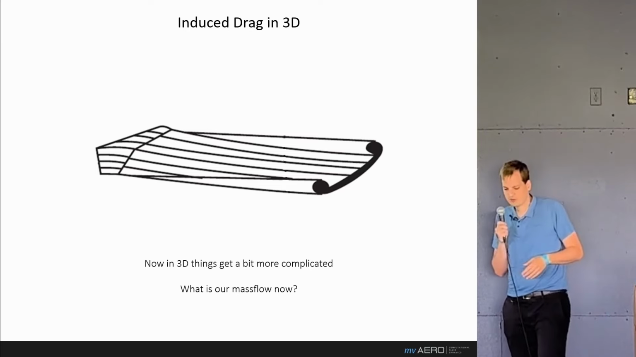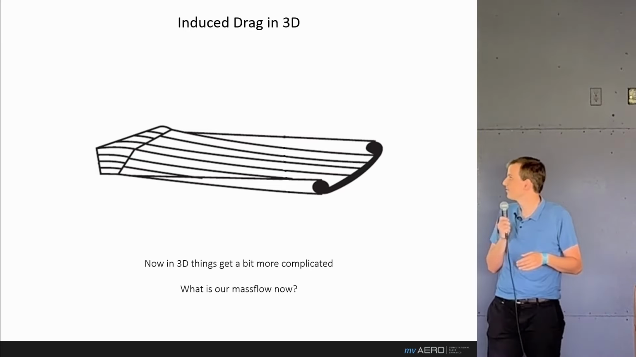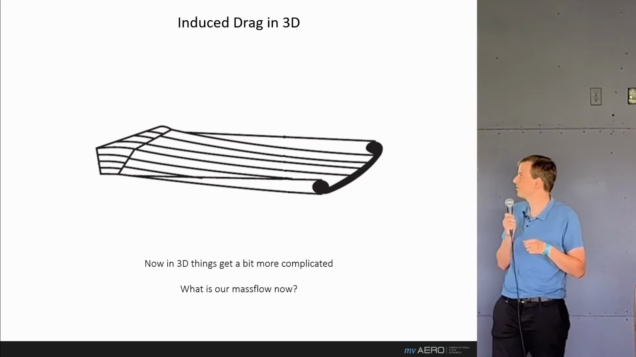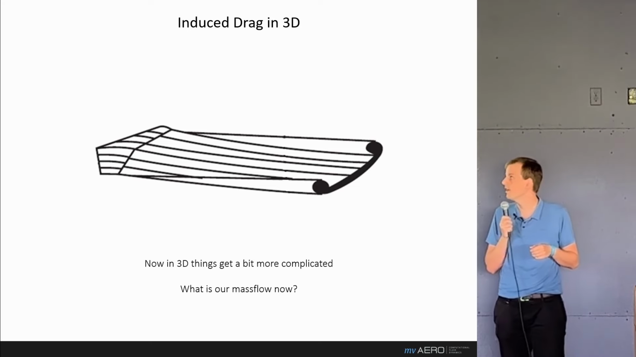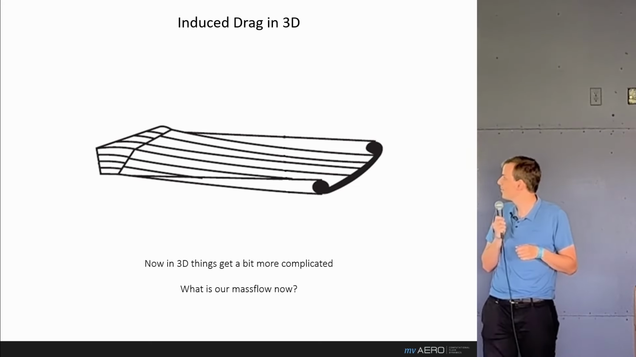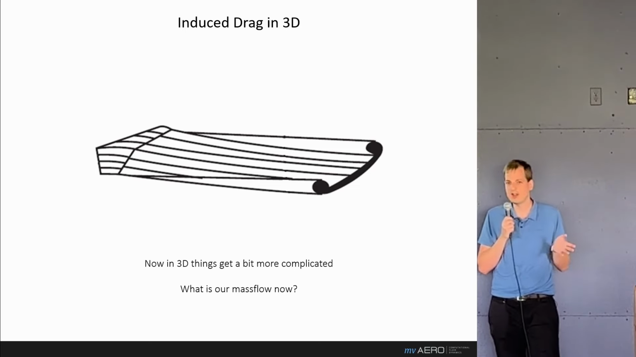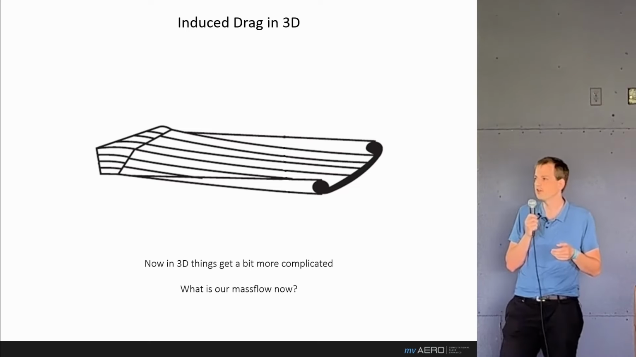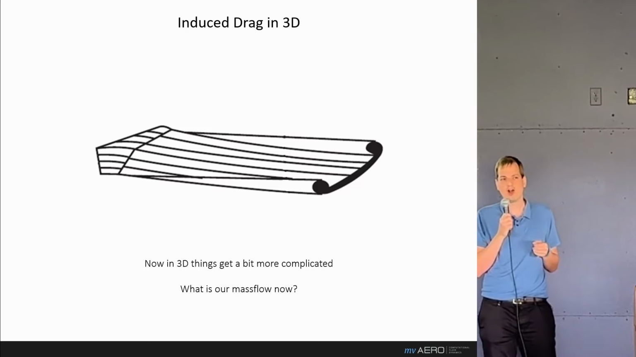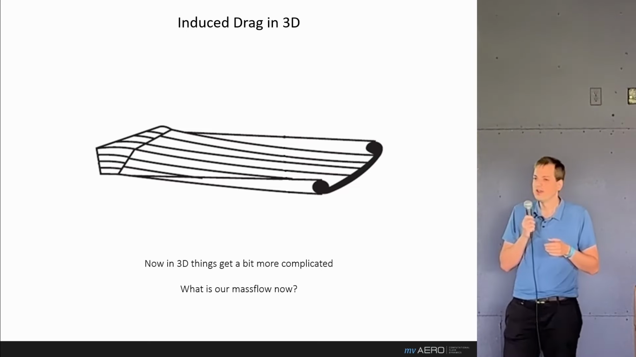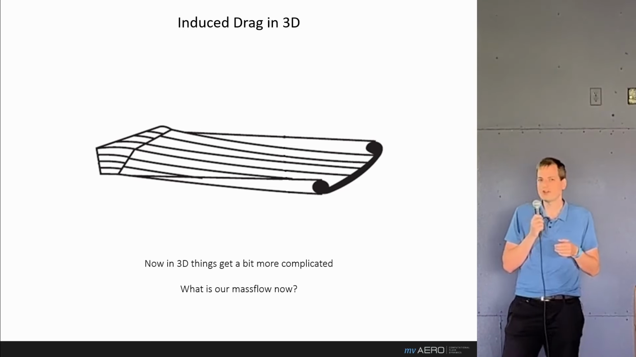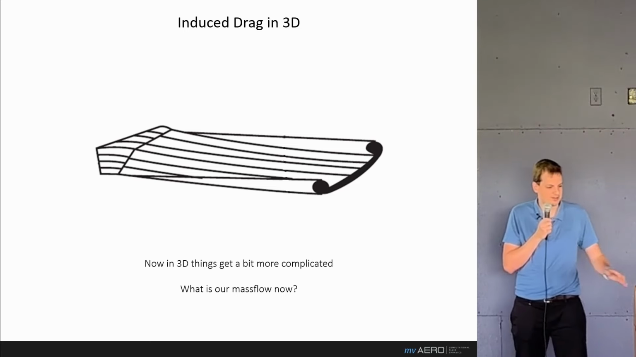And that brings us to three-dimensional effects. You might have seen a picture like this. This is the downwash of a wing, and you can notice the vortex roll up in the wake. Things get a little bit more complicated in 3D. We still have our lift force, and our lift force is usually not the most complicated thing to figure out. But we can ask again, what's going to be our mass and what's going to be our acceleration?